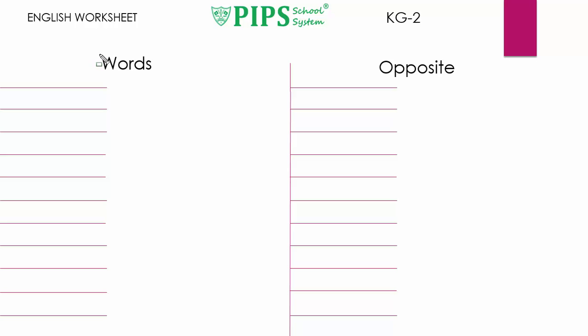Today our topic is words and opposites. So first of all, take your pencil and complete this task with me. Okay students, let's start. The first word is happy. How do you feel happy? Like this. Its opposite word is sad. How do you feel sad? Like this.